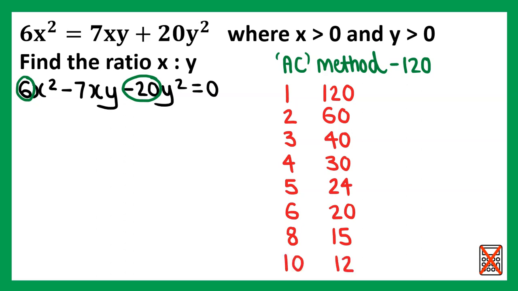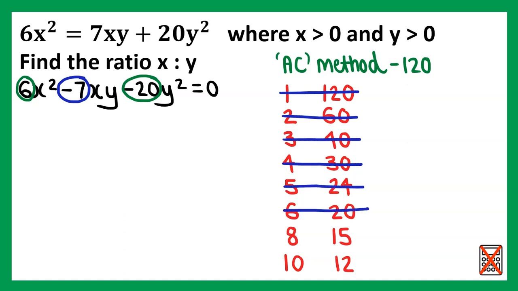Now imagining that one of these was positive or one was negative, there's no way that I'm going to be able to add or subtract 1 and 120 to give me the negative 7 that I'm looking for. That would be the same as 2 and 60, 3 and 40. All of these numbers are too far away from each other to be able to get negative 7 as a result, until I get down to 8 and 15, where there's a difference of 7 between them.